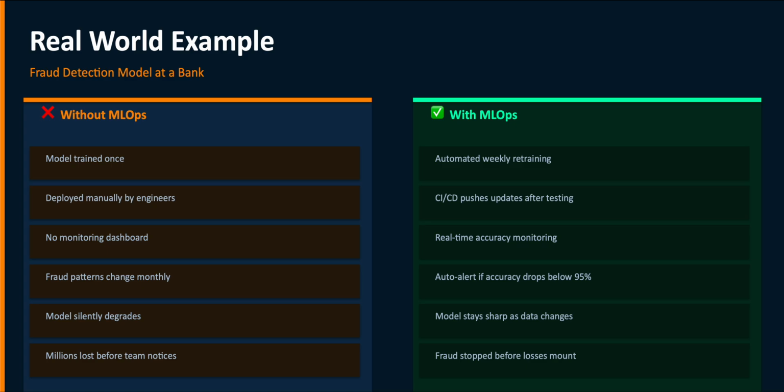Now with MLOps, the pipeline retrains the model every week with fresh data. After retraining, automated tests run, and if the model passes, CI/CD pushes the update to production automatically. Monitoring watches accuracy around the clock and alerts the team if it drops below a threshold. Same goal, detect fraud, completely different outcome. This is the power of MLOps. It's not just about technology. It's about building systems that stay reliable over time.